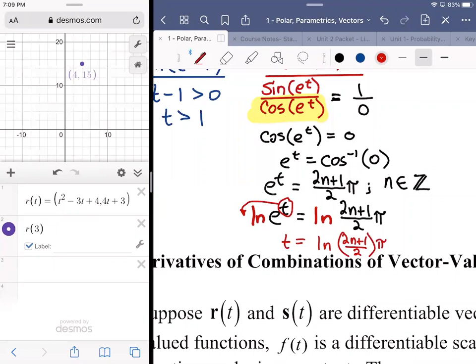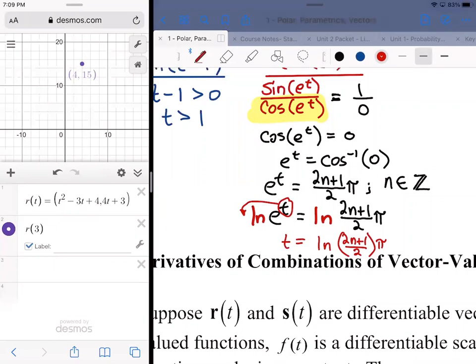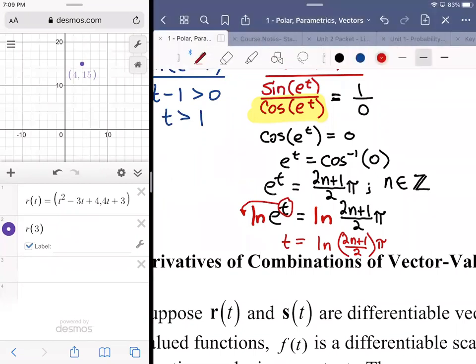Now, we would run into the issue that t also has to be bigger than 1. I'll just highlight that real quick. We got this relationship over here. So I wouldn't want the set of integers, right? Because that would include some negative values.